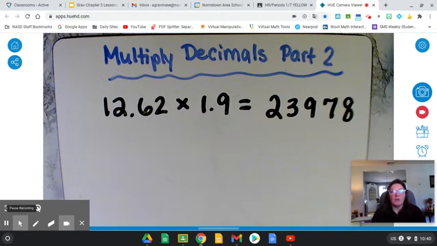Hi students, I wanted to do a quick follow-up video for our lesson on multiplying decimals. So I just want to go over a couple of times how to place your decimal point. So look at our first problem.